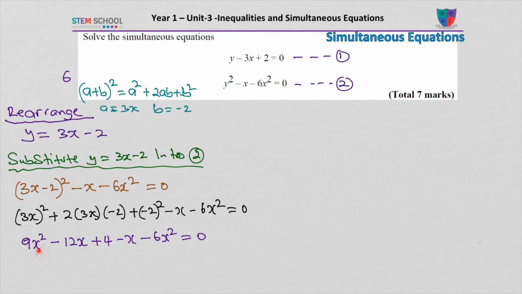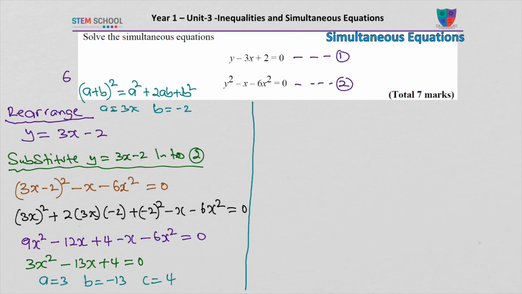That becomes 9x squared, that's 3 squared times x squared, minus 12x, because 2 times 3x is 6x, 6x times minus 2 is minus 12x, plus 4, because minus 2 squared is plus 4, minus x, minus 6x squared. 9x squared minus 6x squared is 3x squared, minus 12x minus x is minus 13x, plus 4 equal to 0.